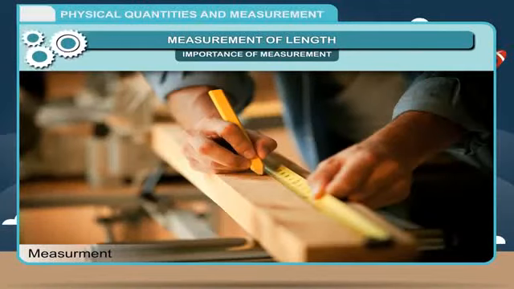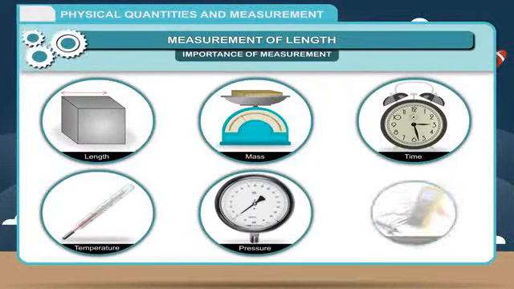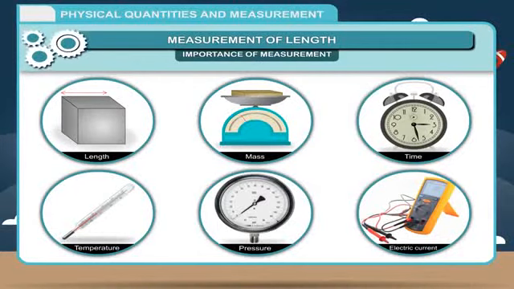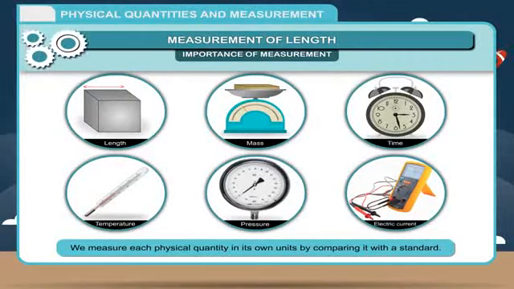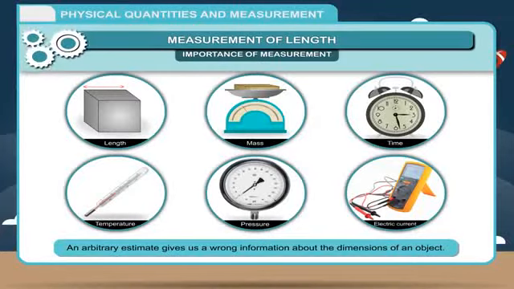Study of physics is based on measurement. In physics, we usually learn how to measure quantities that are involved in it. Among these quantities, some are length, mass, time, temperature, pressure, and electric current. Anything which is measurable is called a physical quantity. We measure each physical quantity in its own units by comparing it with a standard. Without measurement, we cannot make the correct judgment about length, area, volume, etc. An arbitrary estimate gives us wrong information about the dimensions of an object.